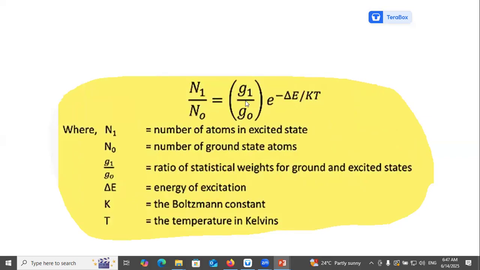N1 over N0 equals G1 over G0 times e to the power of minus delta E over kT. N1 is the number of atoms in excited state, N0 is the number of ground state atoms, G1 over G0 is the ratio of statistical weights for ground and excited states, delta E is the energy of excitation, k is the Boltzmann constant, T is temperature in kelvins.